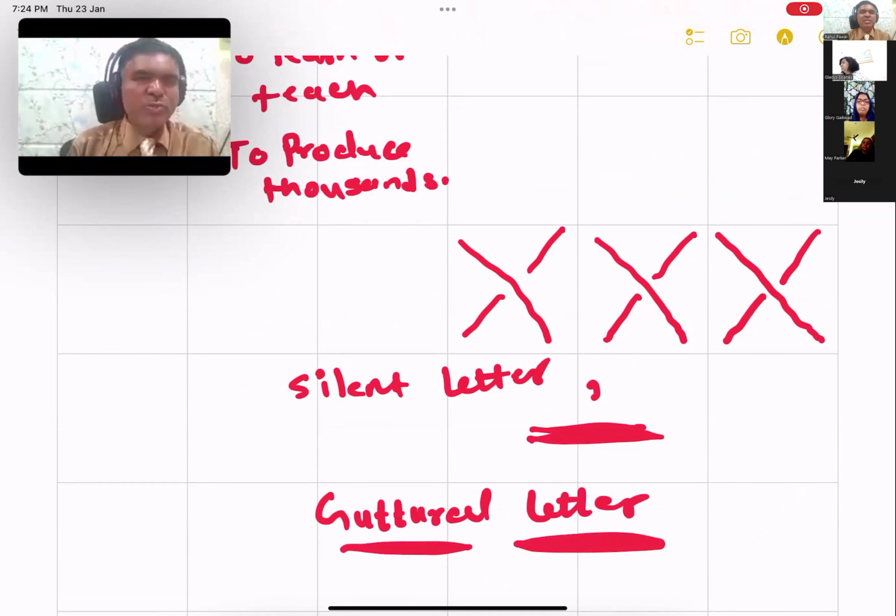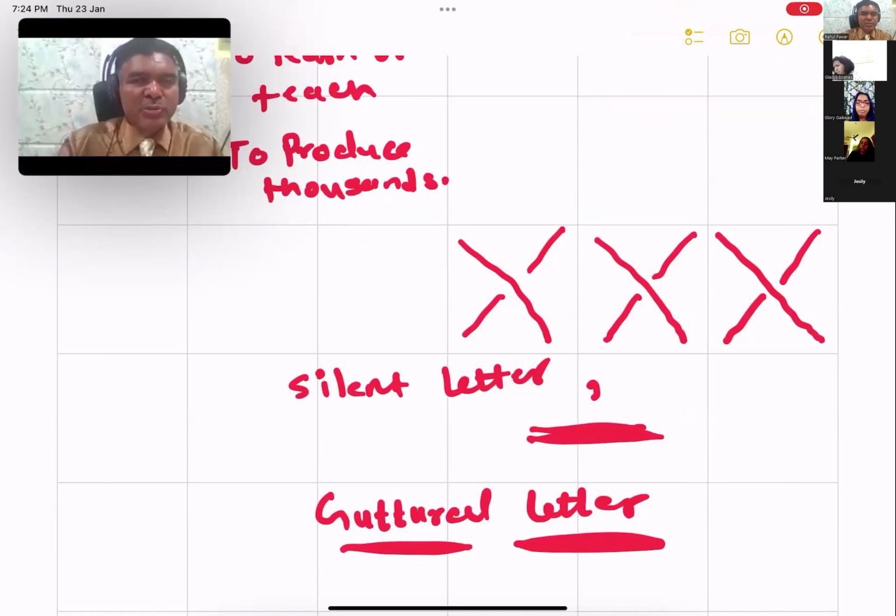Now you may say, what is a guttural letter? Guttural means a letter that is coming from the throat. Everyone, without unmuting, you can say: guttural is called a letter out of the throat. A letter which is coming from the throat, that is called a guttural letter.